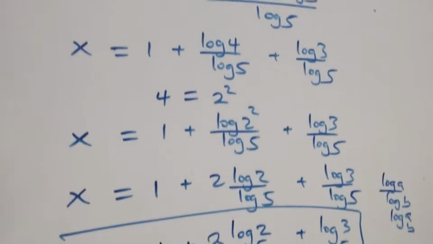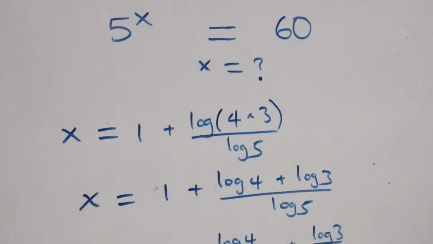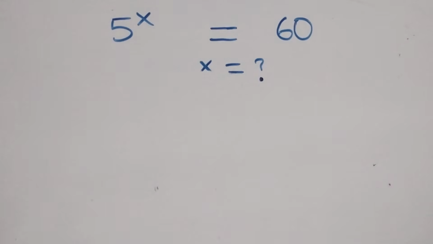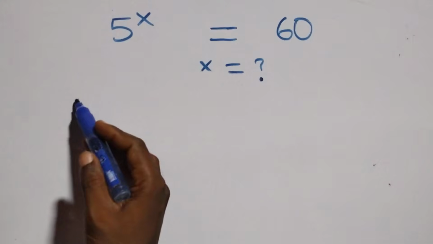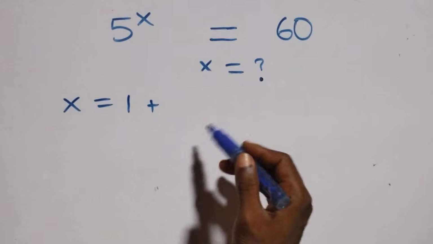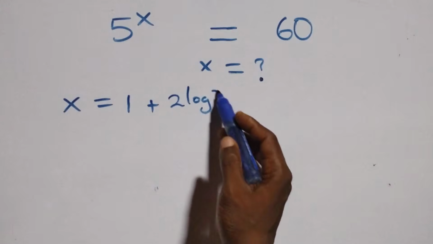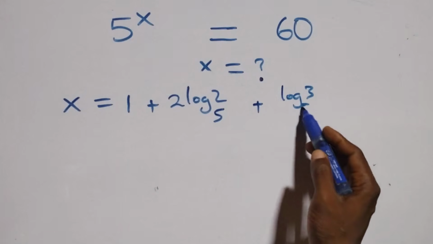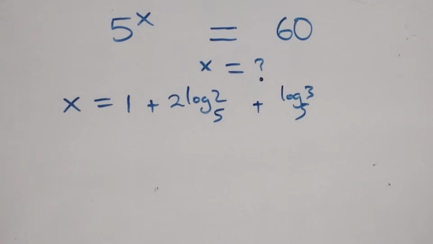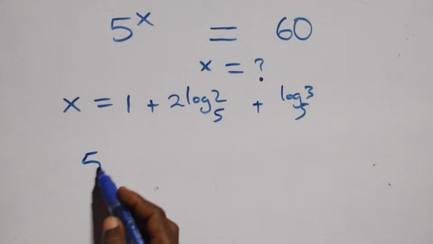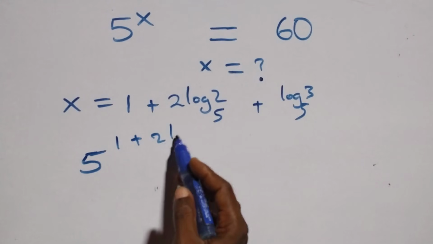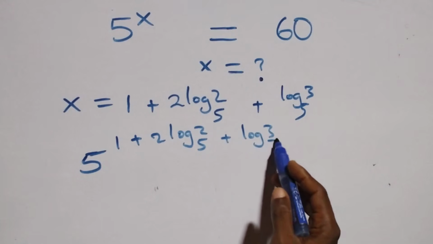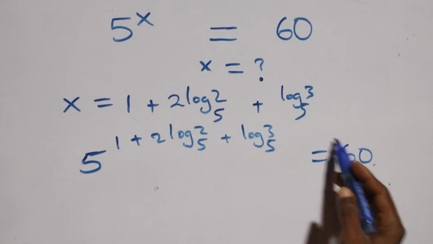We substitute the value of x here in this problem, which is x equals 1 plus 2 log 2 base 5 plus log 3 base 5. That is, what we have here becomes 5 raised to power 1 plus 2 log 2 base 5 plus log 3 base 5. Is this equal to 60 on this side?